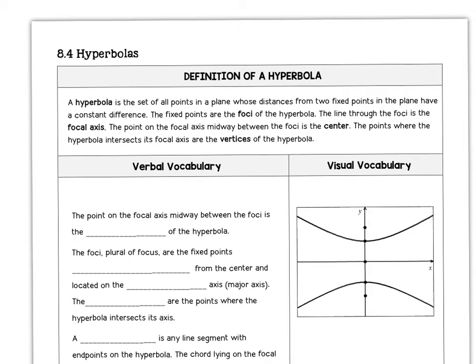So verbally, let's look at that vocabulary. The point on the focal axis midway between the foci is the center. We're basically just using that information above to fill these out. The foci, plural for focus, are the fixed points equidistant from the center and located on the focal axis, which is our major axis. The vertices are the points where the hyperbola intersects its axis.